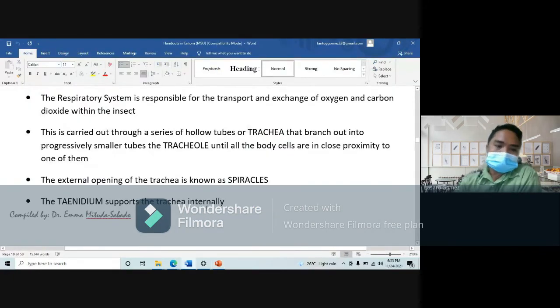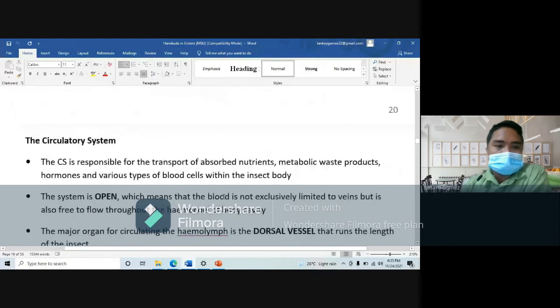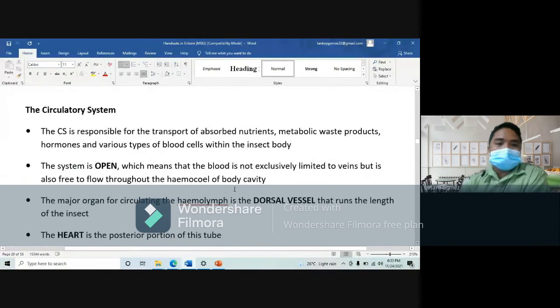Okay. The taenidium supports the trachea internally. Kato ng mga small tubes na to. That's what we call as taenidium, supports of the trachea. The next one is what we call as the circulatory system.